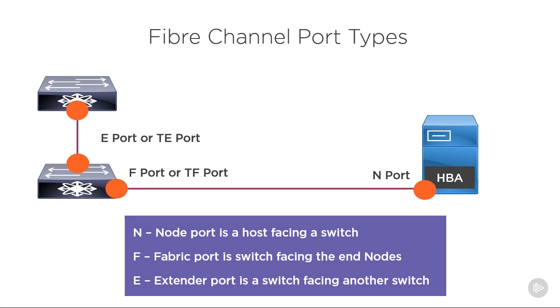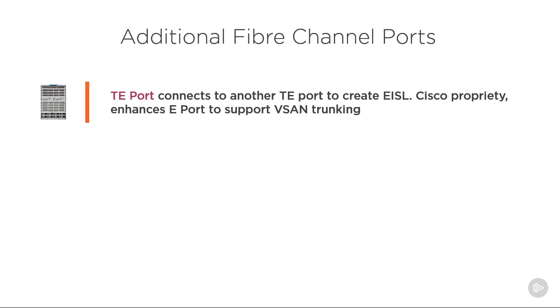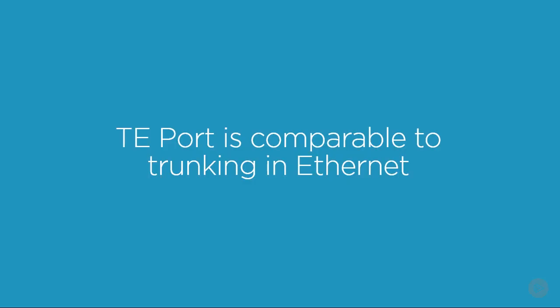Well, it's the same concept in Fibre Channel. As we'll see in the next slide, when we trunk ports and we have multiple vSANs, we're going to need TE and TF ports. The TE port connects two Fibre Channel switches together. So does the E port. So what's the difference? The TE port is a trunk, and that's going to send multiple vSANs between the two switches. This is very much like a trunk in Ethernet using VLANs.